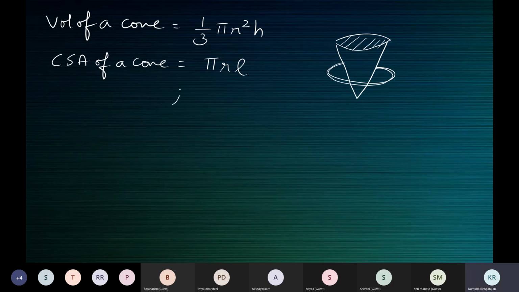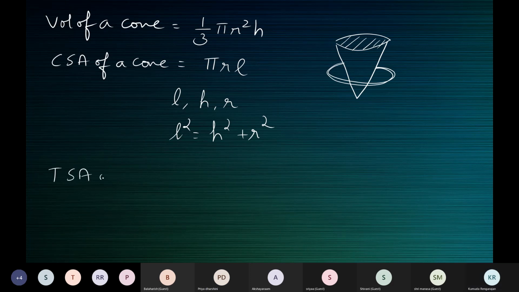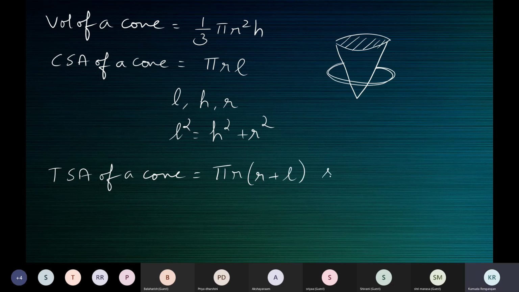What is the relation between L, H and R? L square equals H square plus R square. What's the formula to find the TSA of a cone? Pi R into L plus R, ma'am. Pi R into R plus L or L plus R. Square units. When it's area, it's square units. Volume, cubic units.